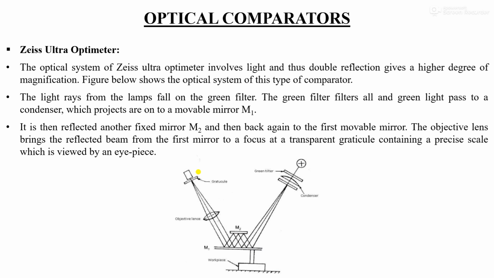Okay, so we used two mirrors in this Zeiss ultra optimeter instead of one, which was seen in the optical comparators. So the reflection will be done twice. Sorry, three times. First, the ray of light will reflect from mirror M1 and go to the mirror M2. From the mirror M2, it will be reflected back to the mirror M1, and then it will reflect from the mirror M1 the second time and go through the objective lens into the graticule. Okay, and the graticule has a precise scale which shows you the comparator deviation value.